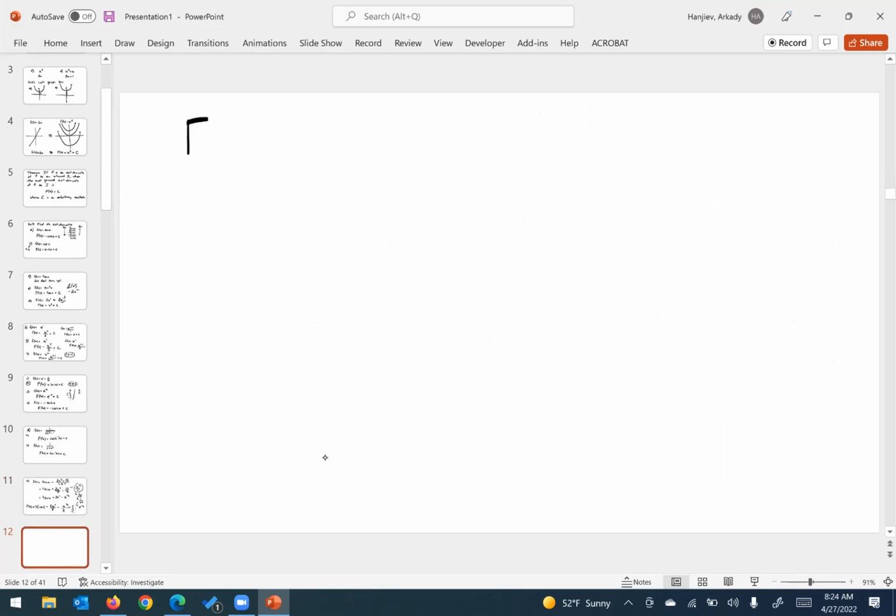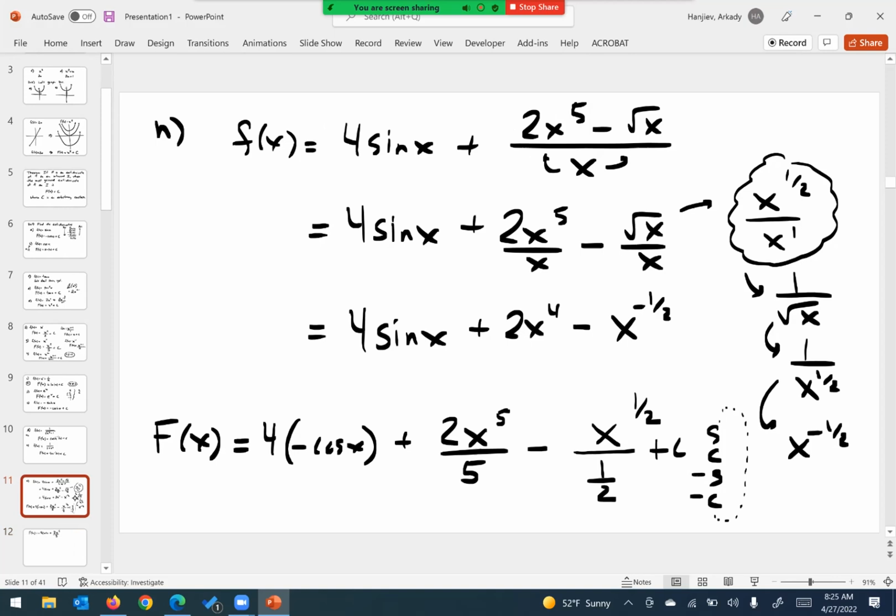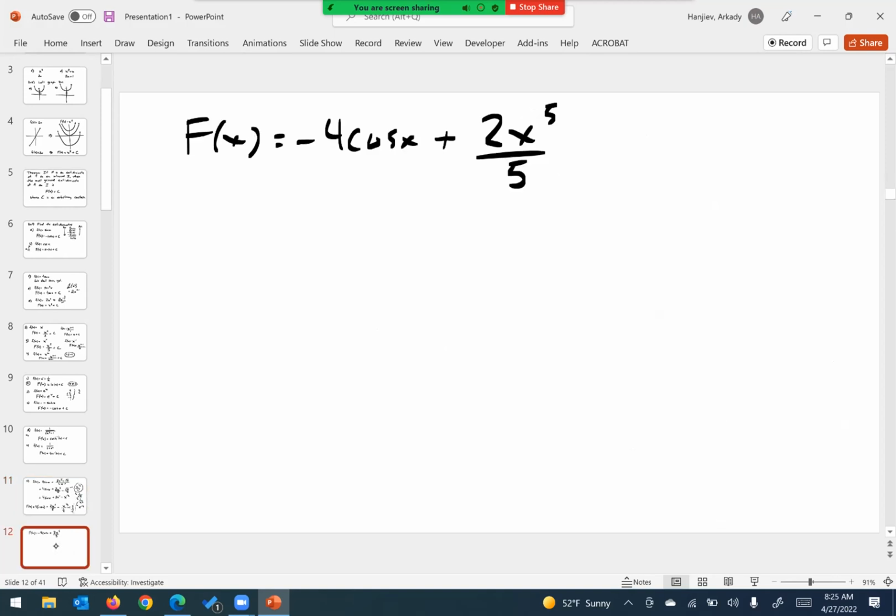So capital F of x. How about a negative 4 cosine of x? Is it plus? I think it's plus, right? Plus. This one was just fine. This one was x to the 5th over 5. That was fine. And then, oh yeah, this one's going to be now a minus 2x to the positive 1/2, and then square root of x, whatever you like at this point, plus c. Okay, we're good there.